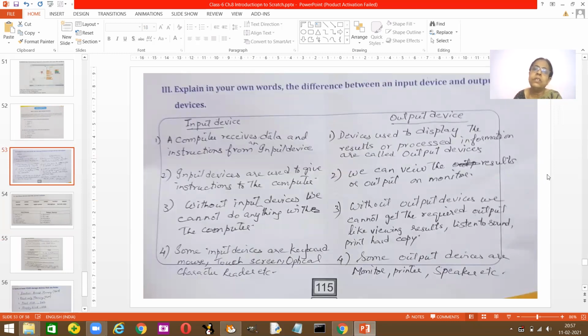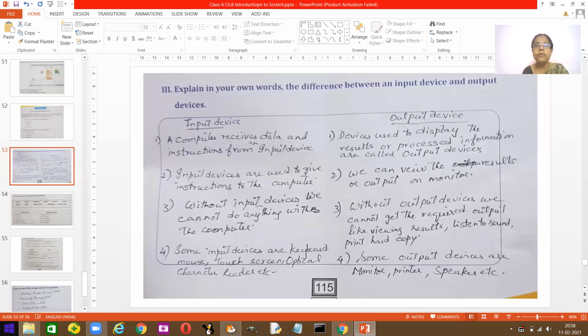explain in your own words the difference between input and output devices. So what you would say, input devices is the data and the instructions that are received by the computer, or data and instructions that are given to the computer, received by a computer. It's called as input device. And an output device displays the results or processes the information. This is output device. Another difference, you could say that input device gives instructions to the computer, while the output gives the results as output on the monitor.